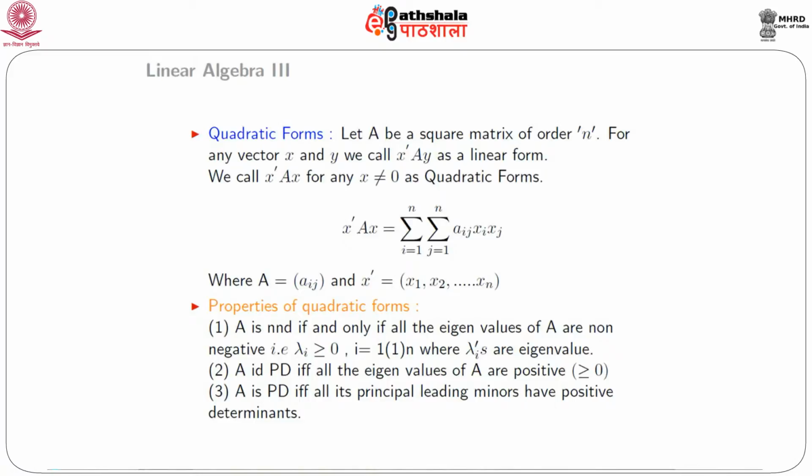Properties of quadratic forms. 1. A is NND (non-negative definite) if and only if all the eigenvalues of A are non-negative, that is lambda i greater than or equal to 0 for all i. 2. A is positive definite, or PD, if and only if all the eigenvalues of A are strictly positive, not just greater than or equal to 0 as written. 3. A is positive definite if and only if all its principal leading minors have positive determinants.